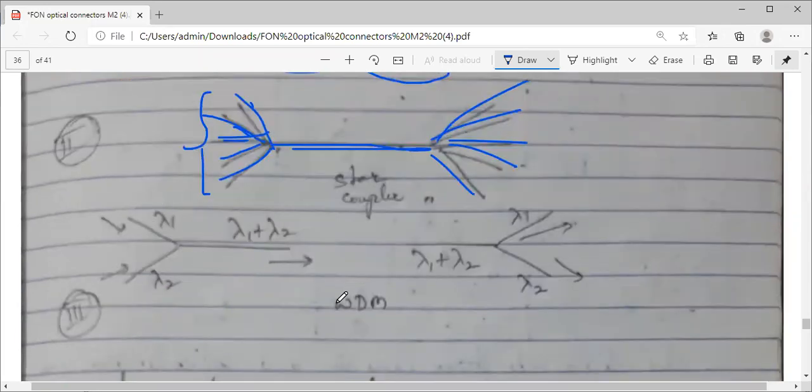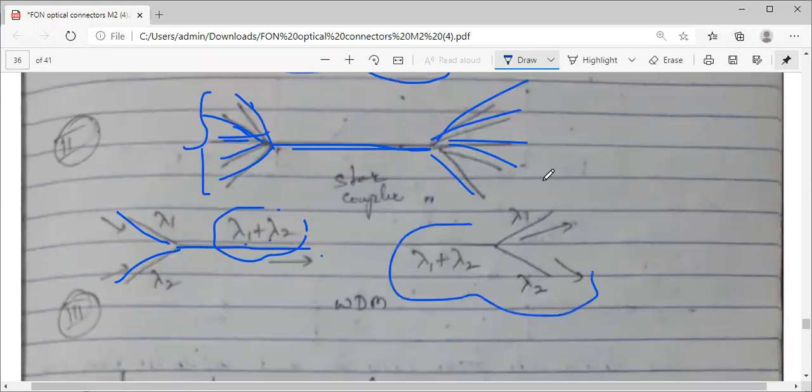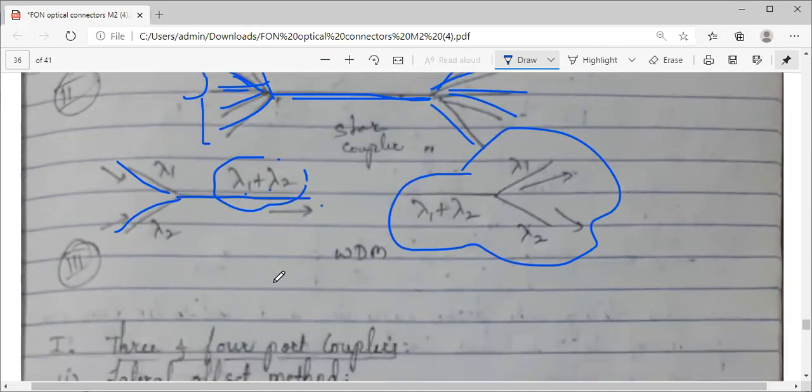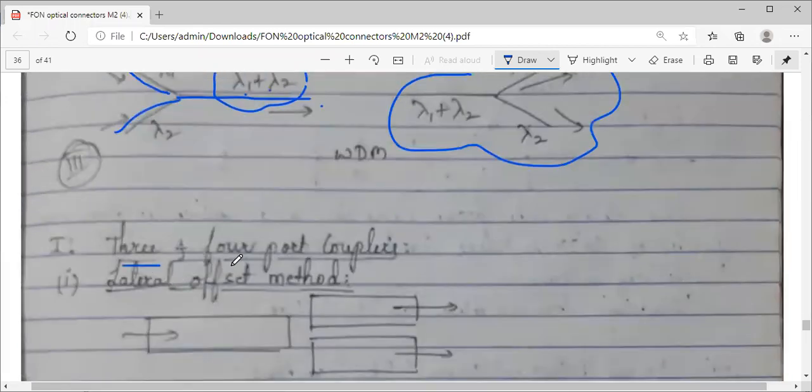And the third type is the multiplexer, the wavelength division multiplexing device. You can see two different signals having two different wavelengths. They are combined and sent as one signal, with two different wavelength parts. They won't get mixed up. Similarly, this is your demultiplexing phenomenon. These are some examples I have given you just to indicate the three different types of couplings. The first category we will see is the 3 and 4 port couplers.